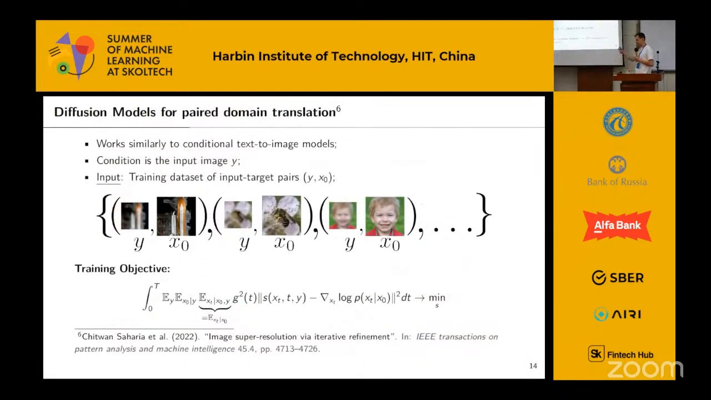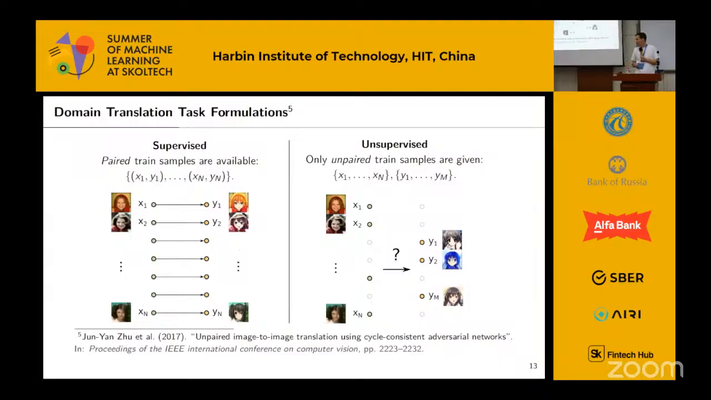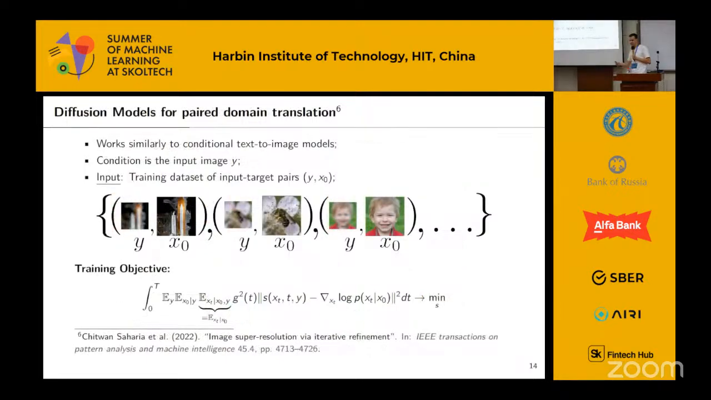Well, let's get back to diffusion models and think about whether they can be applied to such problems. Let's first talk about the conditional paired, or supervised, domain translation problem. Can diffusion models be applied here? The answer is yes, and the answer is quite obvious. Diffusion models can be straightforwardly applied to paired domain translation problems. How? The same way as they are applied to text-to-image problems.